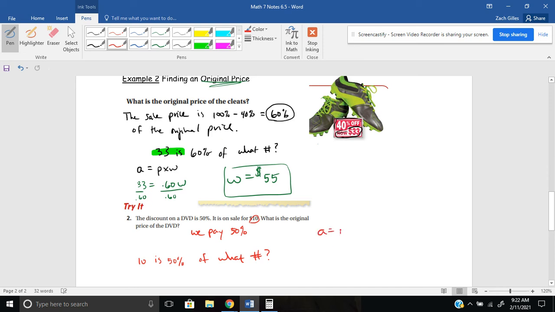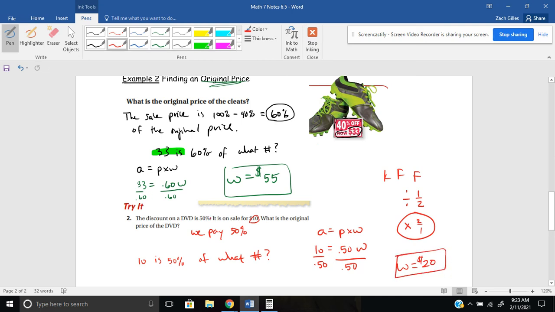So I'm going to use my percent equation, and 10 is my part, 0.50 is my percent, times W, and I'll just divide each side by 0.50. Remember, dividing by 0.5 is the same as dividing by half, and remember, dividing by fractions is the same as multiplying by the reciprocal. So dividing by half is the same as multiplying by 2. 10 times 2 would give me $20. And that makes sense, because if it's on sale for 50%, what's 50% of 20? What's half of 20? $10, and that's what we paid.